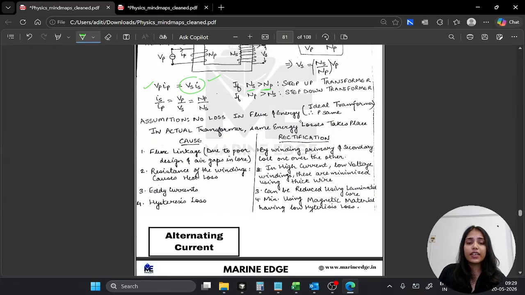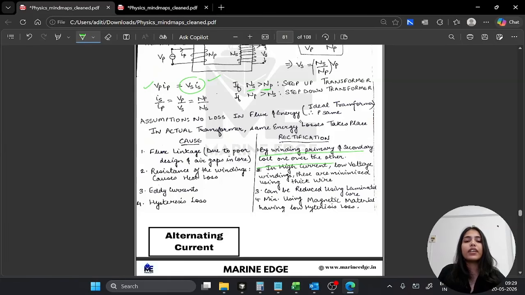Due to the flux linkage, due to poor design, air gaps are there. So in actual transformers, some energy loss takes place. To rectify this air gap problem, we wind the primary and secondary coils one over the other. So there are no air gaps present.